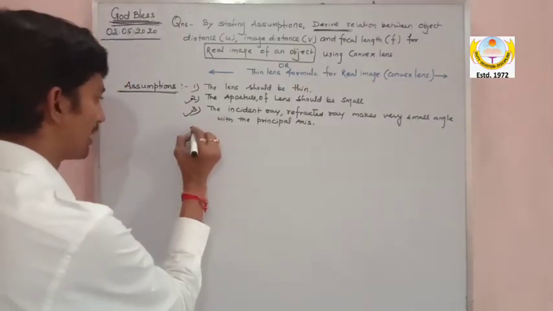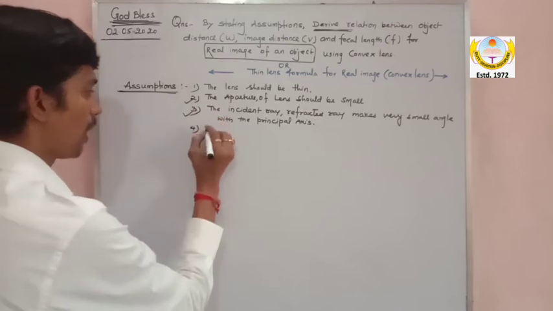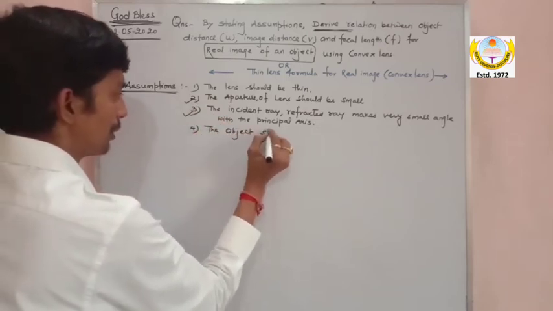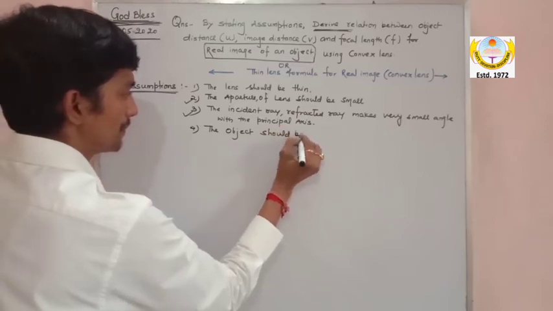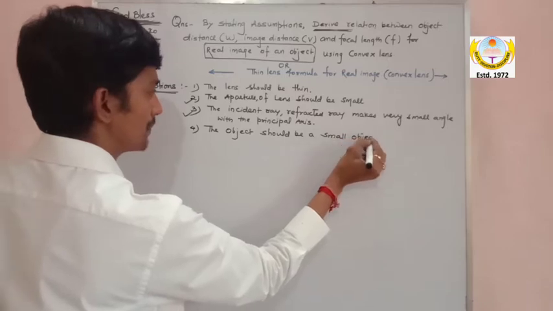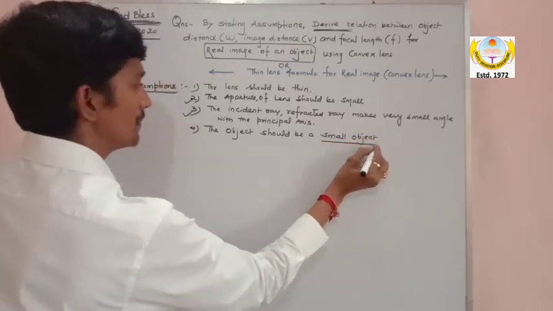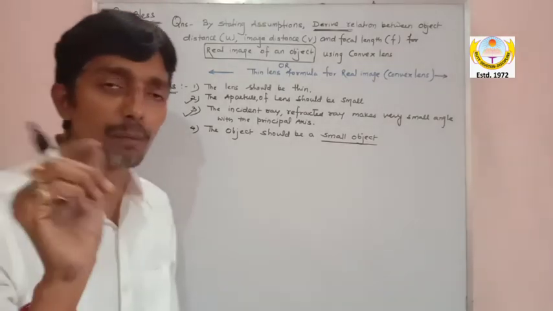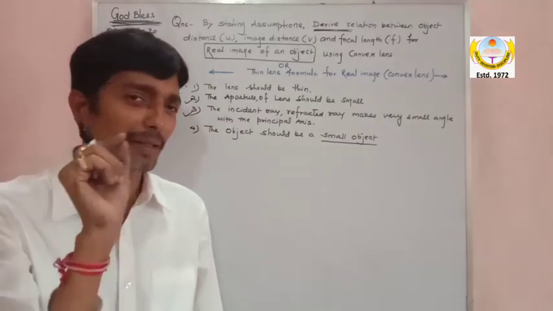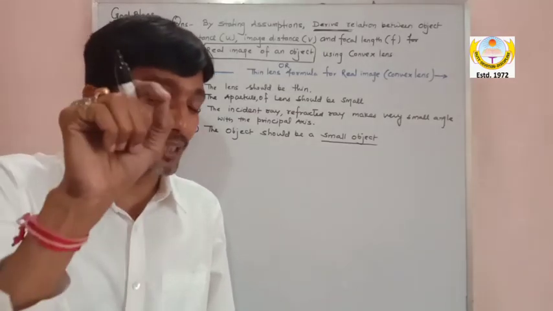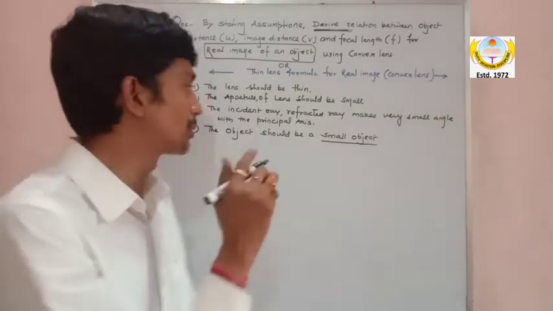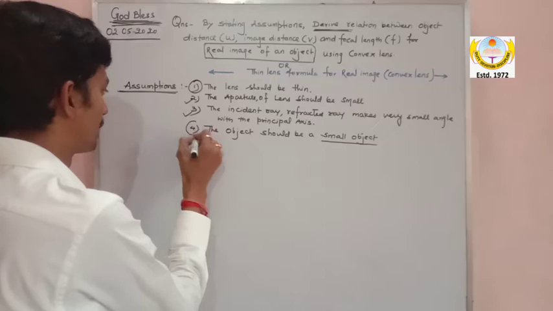And the fourth assumption is again new for this topic. The object should be a small object. It is not a point object. Take care: in the lens maker formula, the object was a point object. But for the thin lens, two assumptions are different. You can see the first and the fourth.